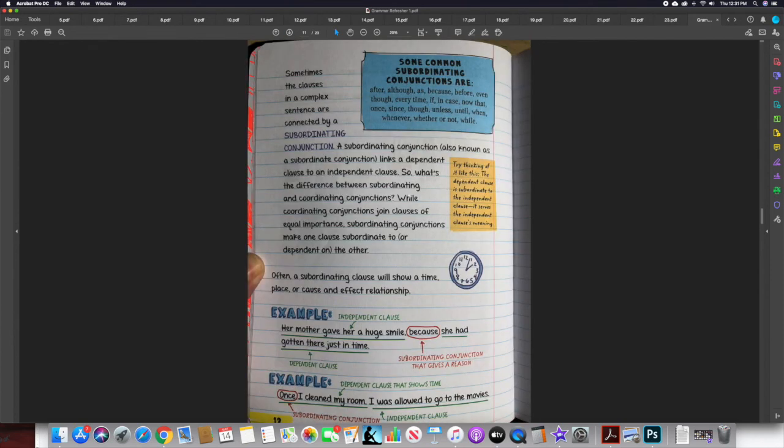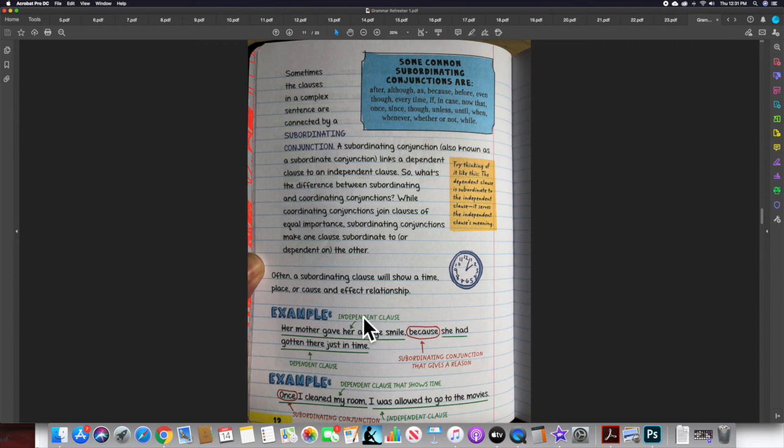Sometimes the clauses in a complex sentence are connected by a subordinating conjunction, also known as a subordinate conjunction, which links a dependent clause to an independent clause. So what's the difference between subordinating conjunctions and coordinating conjunctions? While coordinating conjunctions join clauses of equal importance, subordinating conjunctions make one clause subordinate to, or dependent on, the other. Often a subordinating clause will show a time, place, or cause, etc.